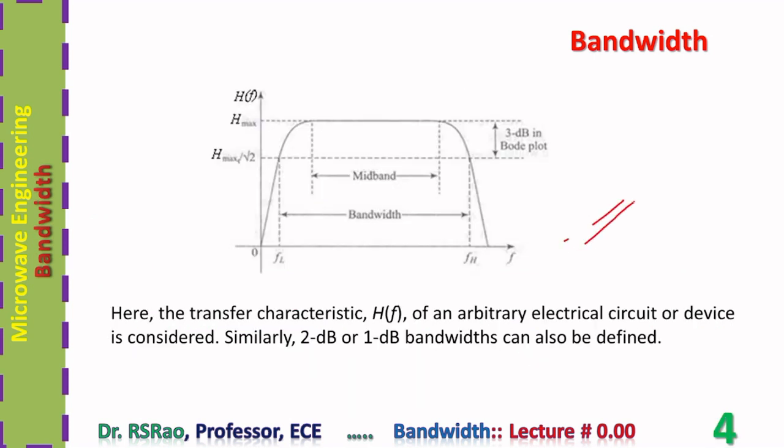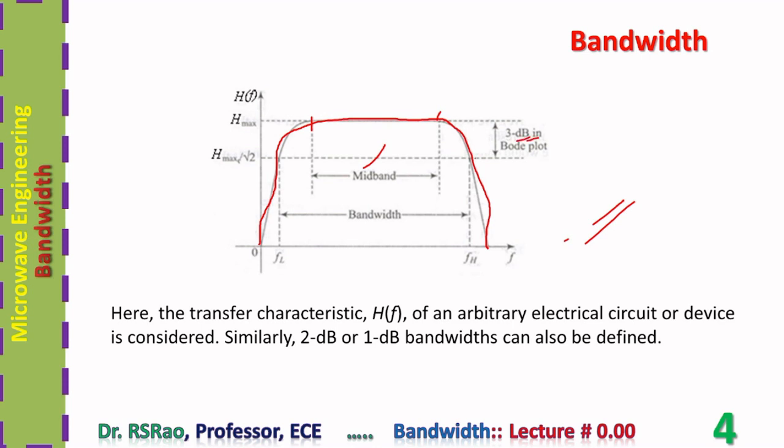Here, the definition of 3 dB bandwidth is given. In general, this is the frequency response. For most devices and circuits, the frequency response appears like this, an inverted U. Performance is peak over a certain range of frequencies. This range is called midband. And it falls below midband and above midband.